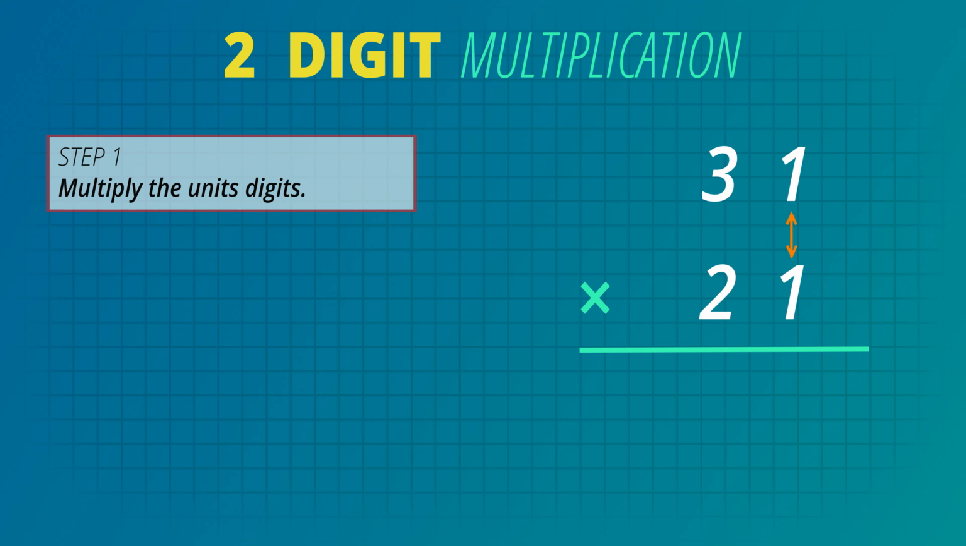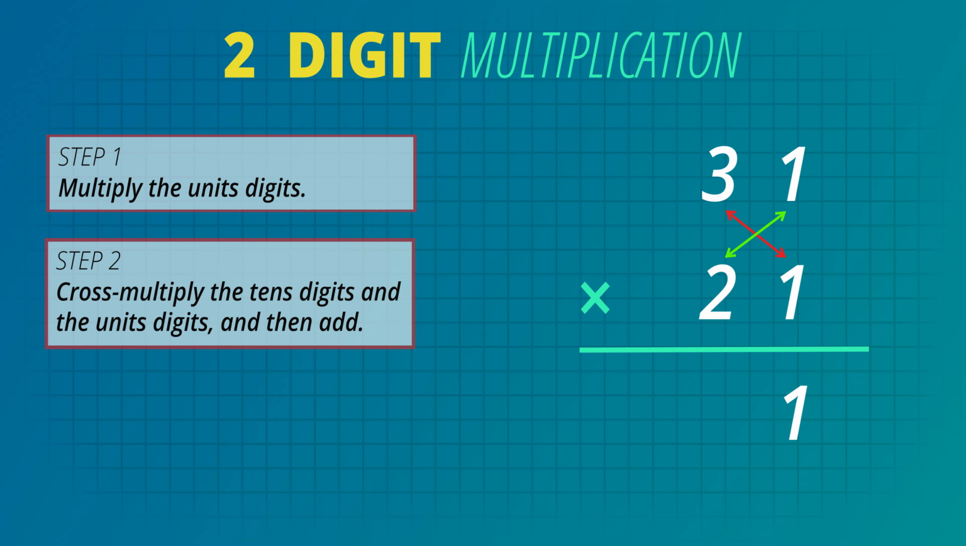First, multiply the units digits. That's 1 times 1, which is 1. Write 1 in the answer. Second, we cross-multiply the digits in both the tens and the units, and then add. 3 times 1 is 3. 2 times 1 is 2. Now add 3 and 2, which is 5. Write 5 in the answer.